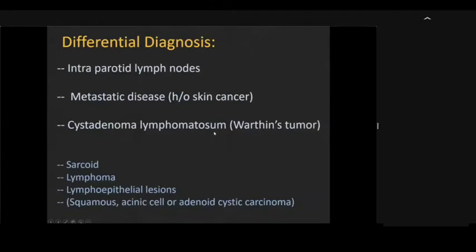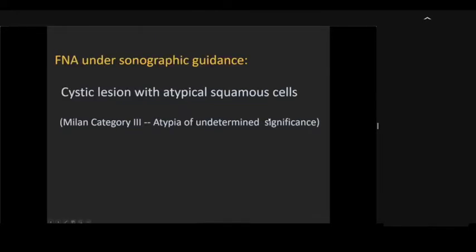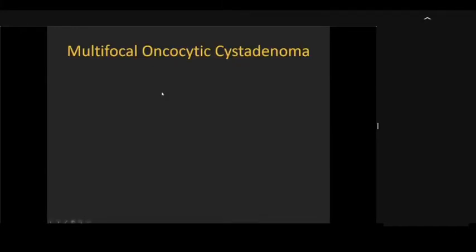Based on the clinical presentation and imaging, we provided a differential diagnosis: could this be intraparotid lymph nodes, cystic nodes, especially metastatic disease, given the history of skin malignancy, as well as cystadenoma lymphomatosum, given the location of the lesion and the age of the patient. Prior to fine needle aspiration, sonography showed these lesions to be purely cystic, and the aspirate showed few atypical squamous cells. The final diagnosis was made following superficial parotidectomy, and the lesions were revealed to be multifocal oncocytic cystadenoma.